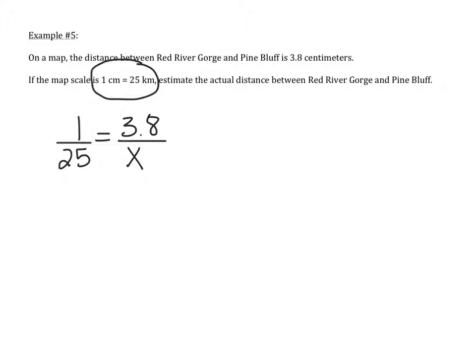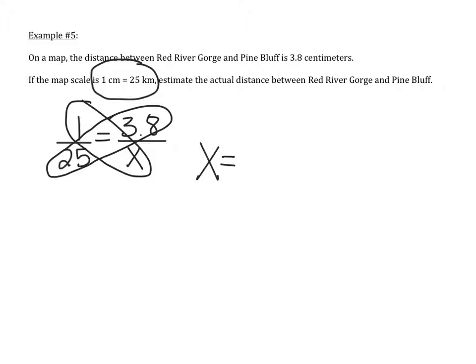So to set this up, I would first cross multiply 25 times 3.8 and 1 times x. 1 times x is just x. And 25 times 3.8 is equal to 95. Knowing that we were solving for the number of kilometers actually between Red River Gorge and Pine Bluff, I'll label this 95 kilometers.